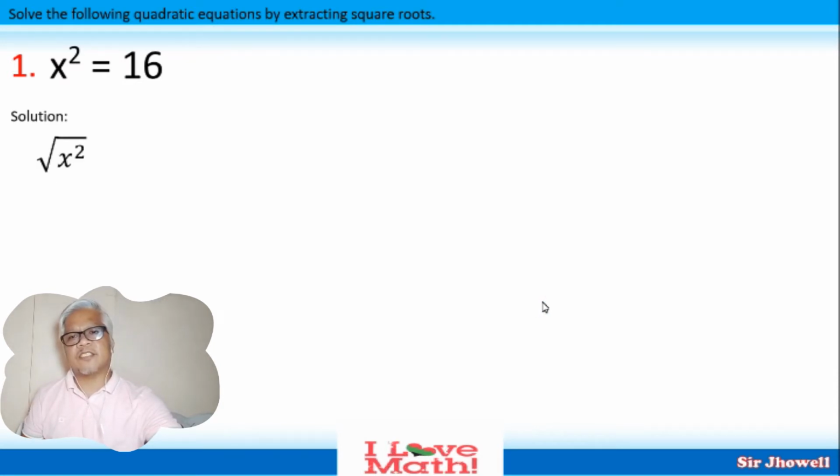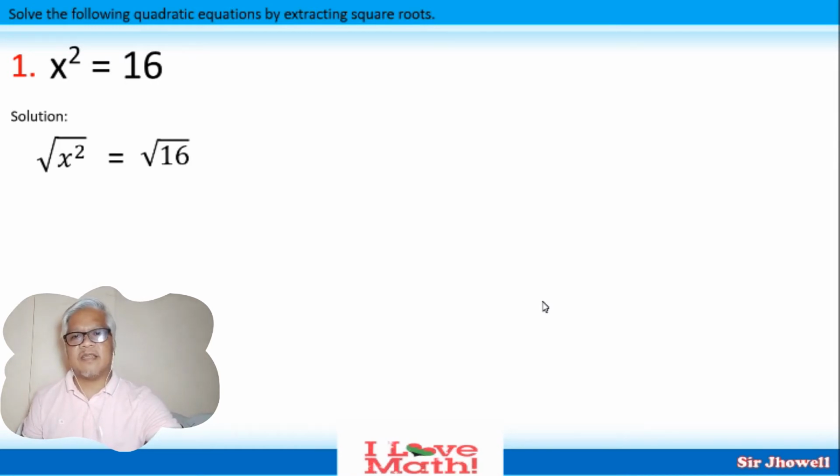Bakit kinuha ang square root ng x squared? Kasi, if you look at your problem, x squared, the exponent is 2. So to remove that exponent, you need to get its square root. At dahil kinuha mo ang square root of x squared, dapat kukunin mo rin ang square root ng 16, yung other side. Para na sa ganun, balance.